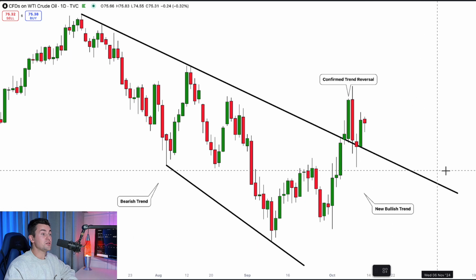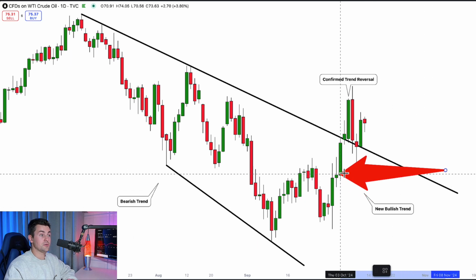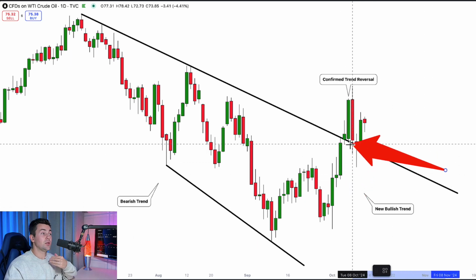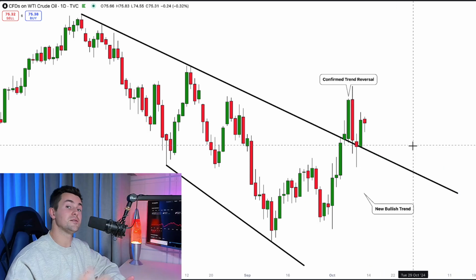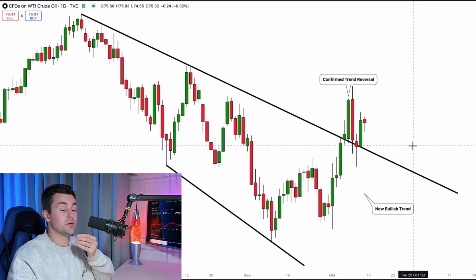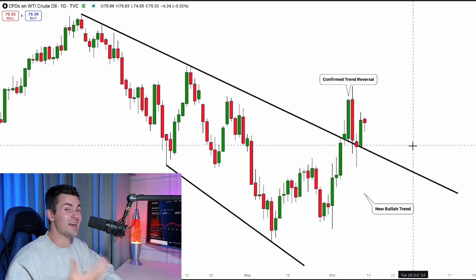Then we see the change of sentiment. You can see that the market started to reverse and we got a confirmed violation of the resistance of the channel. In such a case, the trend reversal is confirmed. The trend is no more bearish. The trend is now bullish.